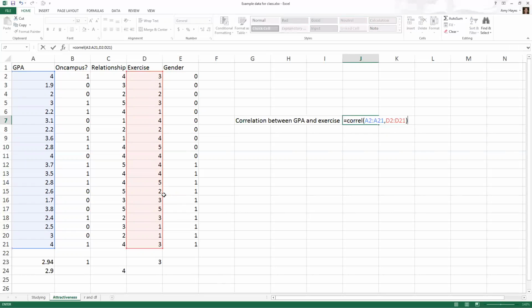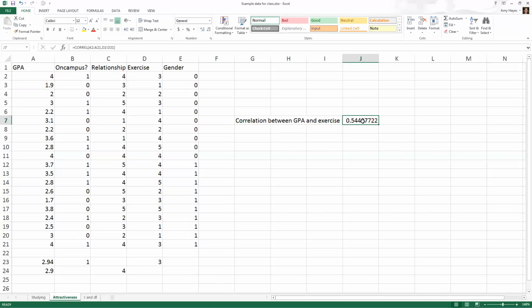Close parentheses, enter. And the number that Excel spits out for you, that's actually the Pearson's r. That's the correlation coefficient. Just from eyeballing it, a 0.54 looks like a moderate positive correlation. And if you get a negative sign in front of that, that just means you have a negative relationship. It doesn't mean anything about the significance. It just means as one thing goes up, the other thing goes down, which could make total sense for your variables.